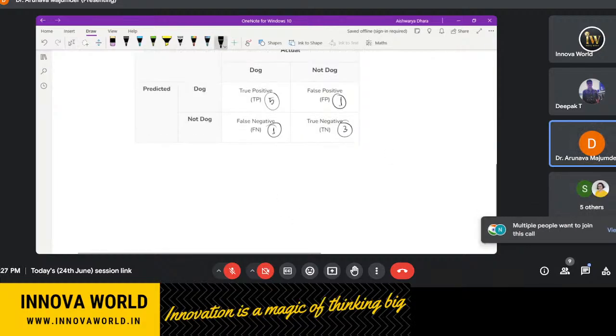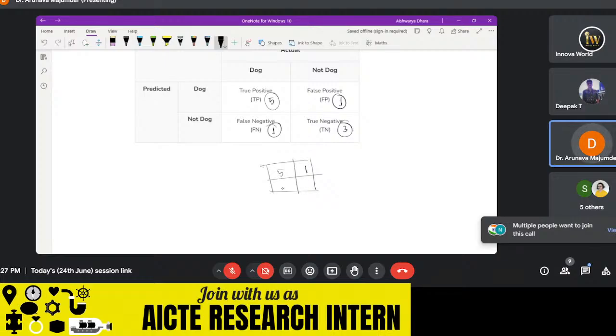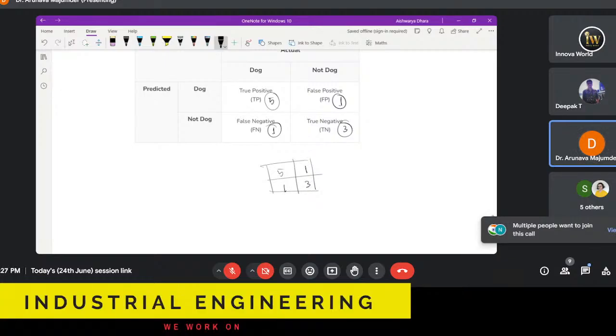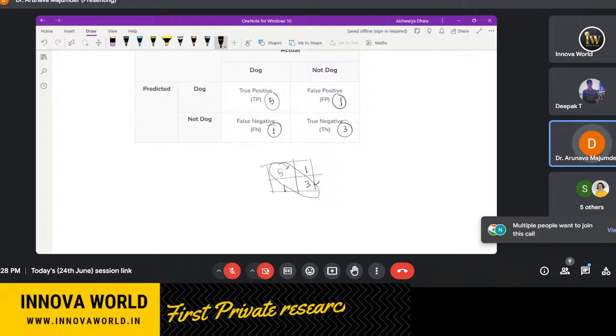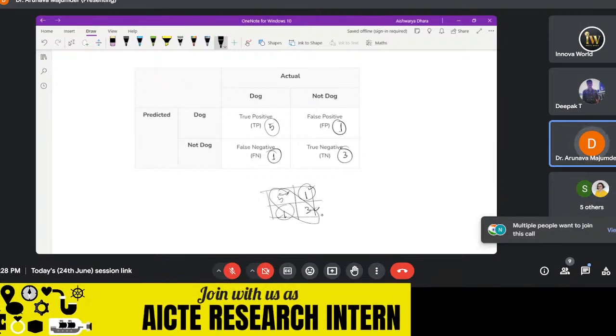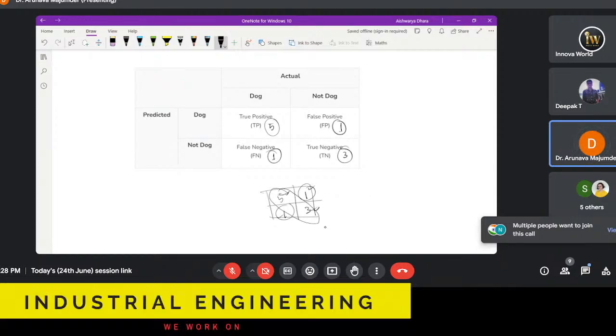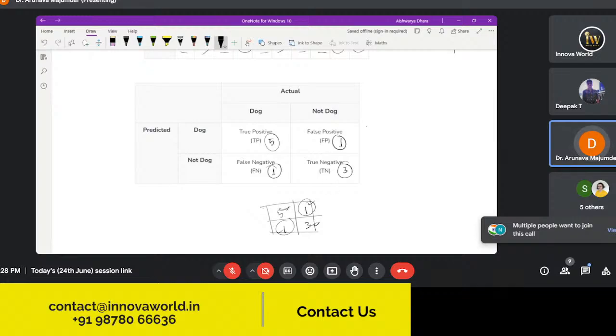So this is our confusion matrix: 5, 1, 1, 3. Always remember the diagonal and the reverse diagonal. The two diagonal cells must have bigger values than the other two cells. Then we can say yes, the model predicted correctly. Otherwise, if the other values are very high and the diagonal values are lower, then our model is not a good model at all; it is the worst model. Understood, everybody? This is what we need: true positive, true negative, and this matrix.